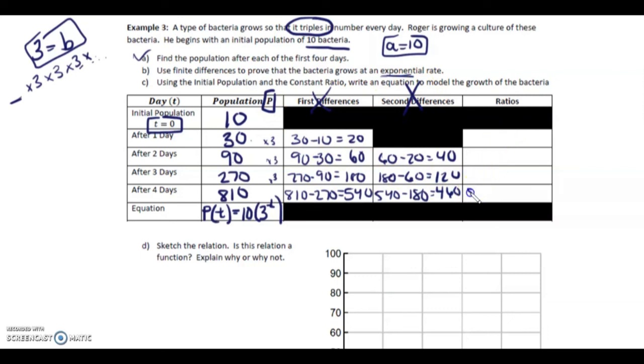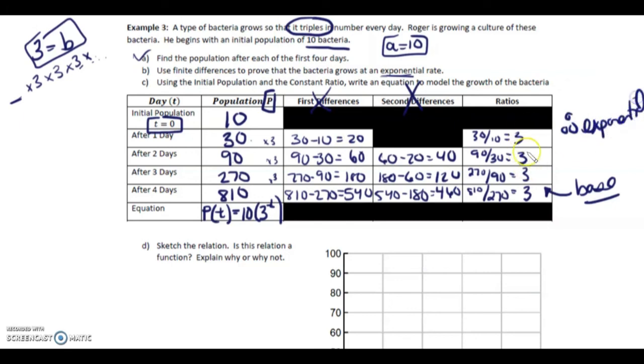But now let's do the ratios. 810 over 270, we should get 3. 270 over 90, we should get 3. And look how convenient that is. What's our base again? 3. So this is really going to reflect your base. So therefore, it's exponential, because these y ratios are constant.